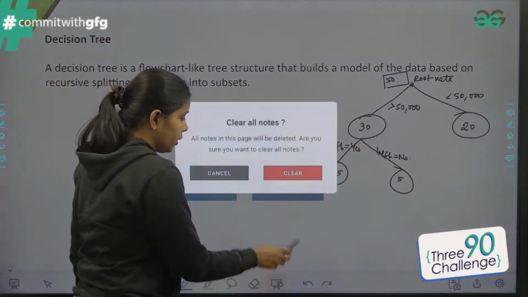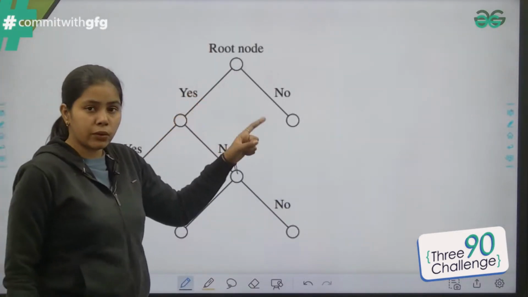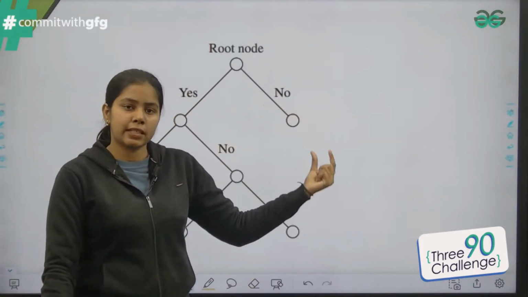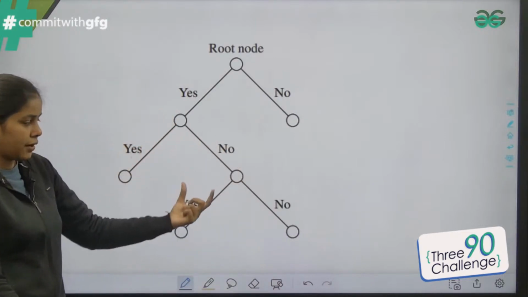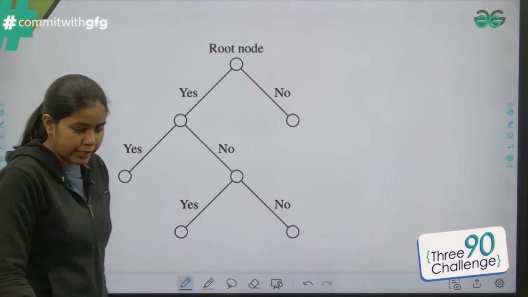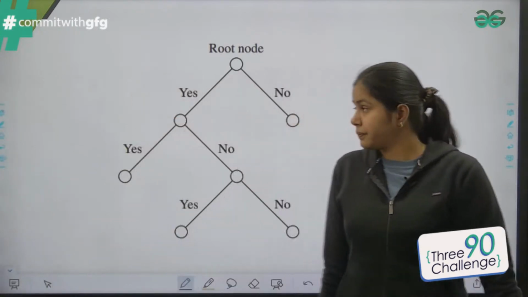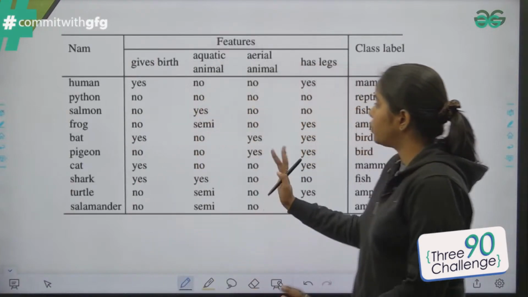Okay, so let's see how this classification works. I told you that at the root node, the question is whether salary is greater than 50,000, yes or no. So it gets divided into yes and no, and we have a root node and then we divide, and we get a decision tree. So let's suppose we have this data.